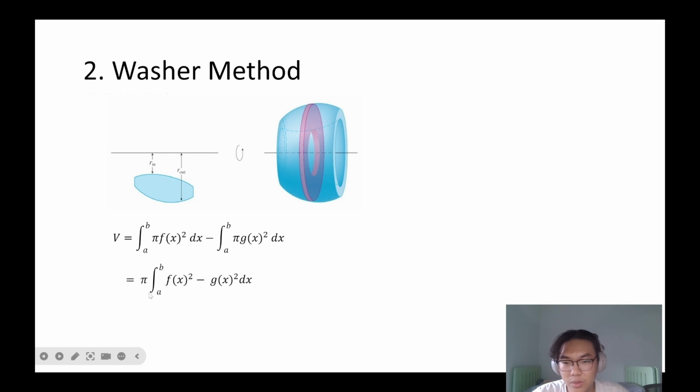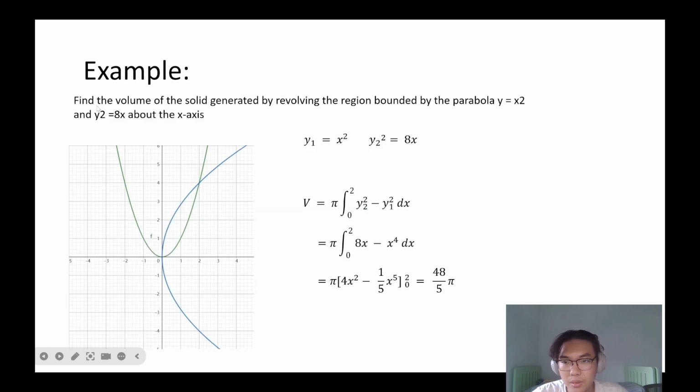And to simplify the equation, we get pi integral from a to b of f(x) squared minus g(x) squared dx. So for the example, they asked me to find the volume of the solid generated by revolving the region bounded by the parabola y equals x squared and y squared equals 8x about the x-axis. So the rotation is about the x-axis.